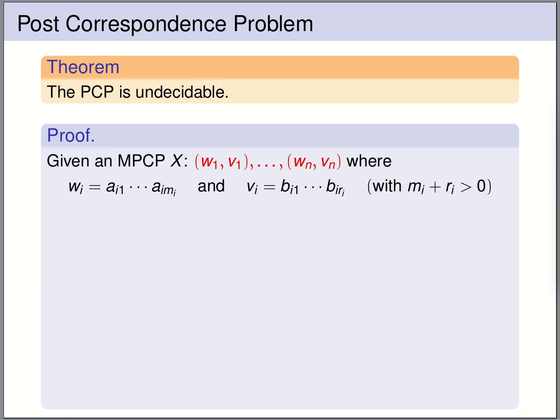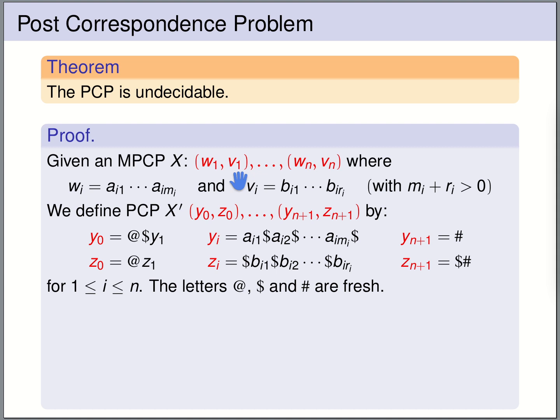So we start with an instance of the modified PCP. We have given n pairs, and we want to show that we can transform these pairs into a PCP instance in such a way that the PCP has a solution if and only if the modified PCP has a solution. So from these n pairs of the modified PCP, we are going to create n plus 2 pairs in our PCP. So these pairs are derived as follows.